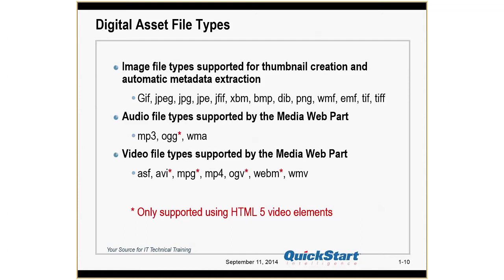For audio files, we have the SharePoint built-in media web part, which supports MP3, OGG, and WMA files, though the OGG file type is only supported using the HTML5 media web part. Video file types: ASF, which is the Flash files, AVI, MPG, MP4, OGV, WebM, and WMV.